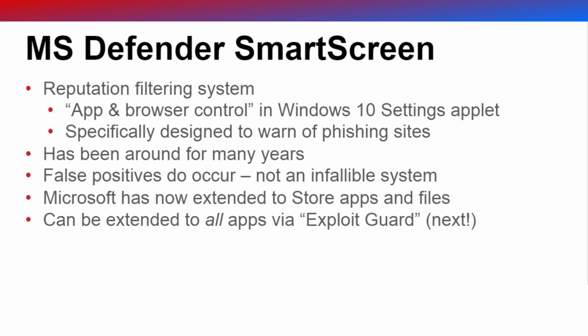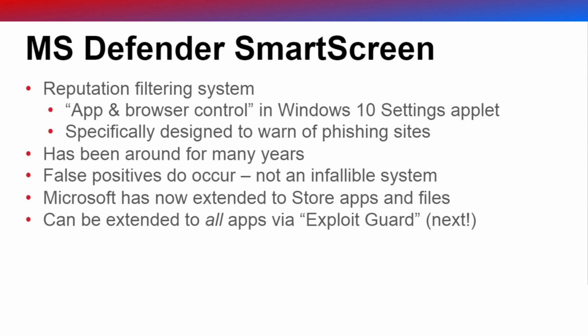Now, back in the day, some folks would turn off SmartScreen because it would sometimes raise false alarms. And so users would get concerned. They'd go to visit a legitimate site, but it would meet some SmartScreen criteria that would cause Microsoft to raise a flag. And so some folks sort of got turned off with it. Microsoft has improved their reputation filtering system over the years. It's really targeted towards phishing sites. It's still not infallible, so you can still get false positives.